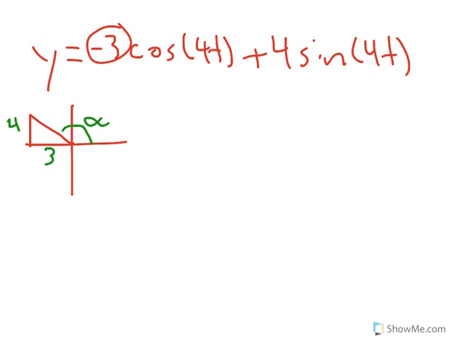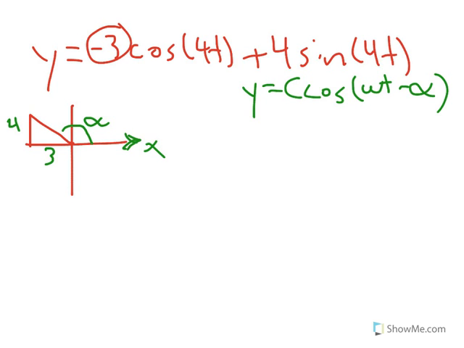Now we could do negative angles and all that jazz, but I just like to keep it in terms of the form y equals c cosine of omega t minus alpha. So this alpha will always be the angle as referenced from the positive x-axis.